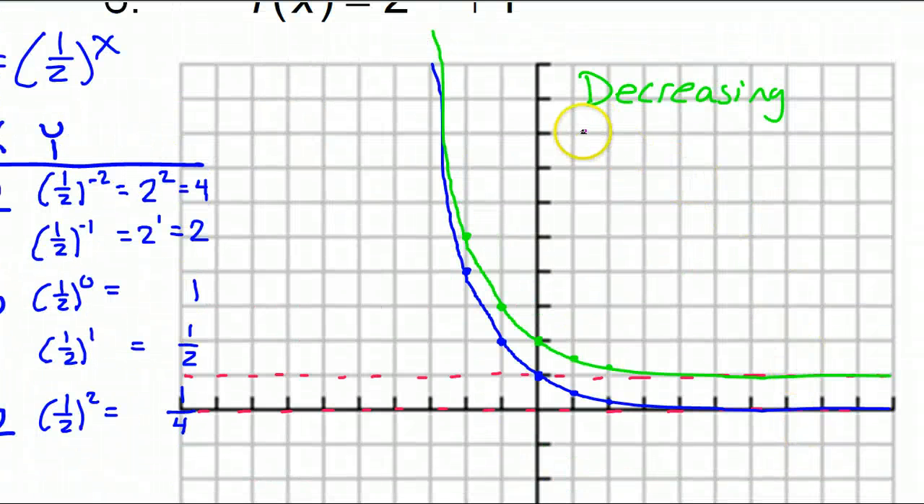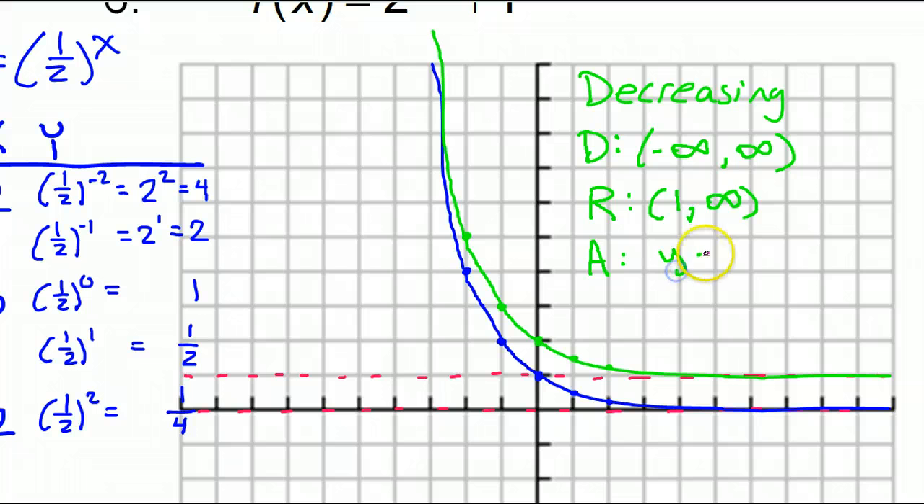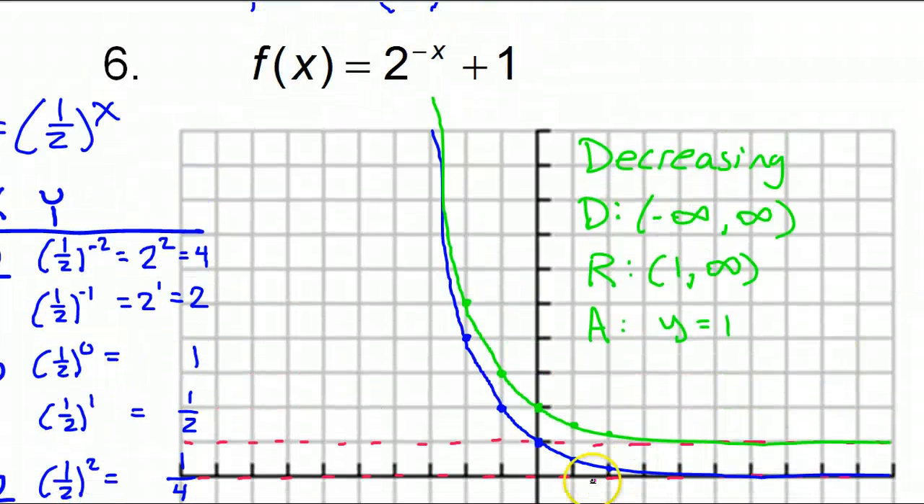And of course the domain is negative infinity to positive infinity. The range, alright, goes from the asymptote up, so that's 1 to infinity. And the asymptote itself is y equals 1. Do not forget your y equals. So that's number 6.